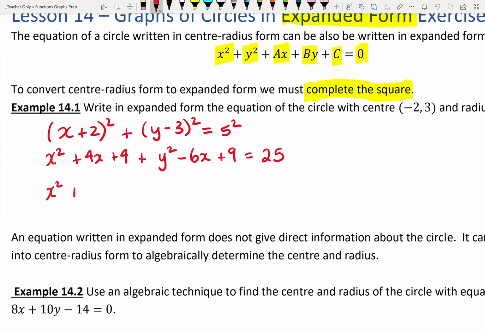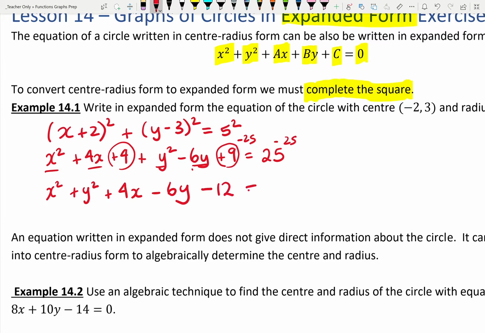x² plus y² always comes first. Oops, I've written x there and I should have written y. Plus 4x minus 6y, so we've accounted for x², y², 4x, minus 6y. Then we've got plus 4, plus 9, and we're going to have to subtract 25 from both sides, aren't we? So it's actually going to be 13 minus 25, so that's minus 12 equals 0. And that's it.